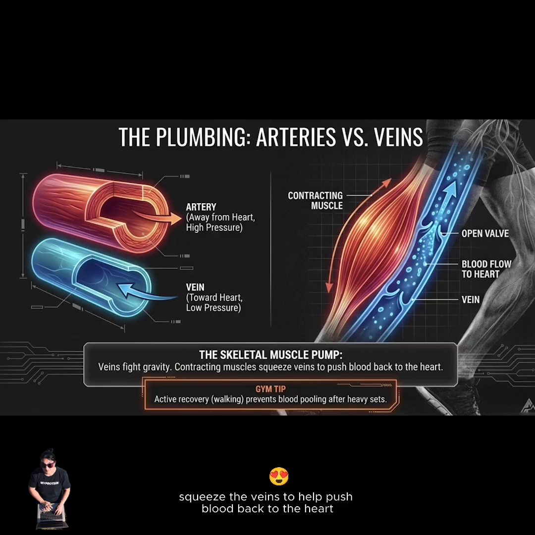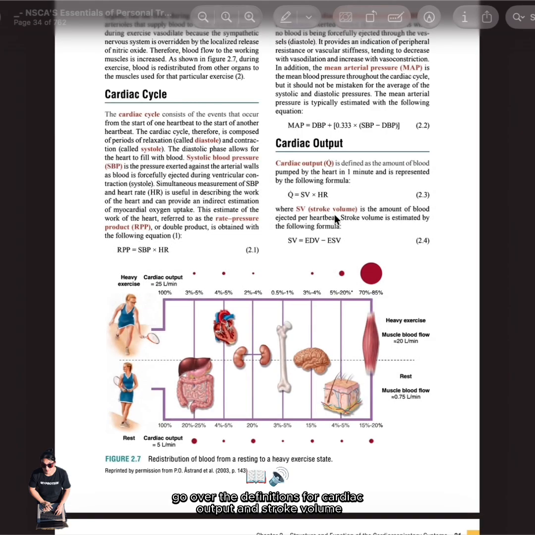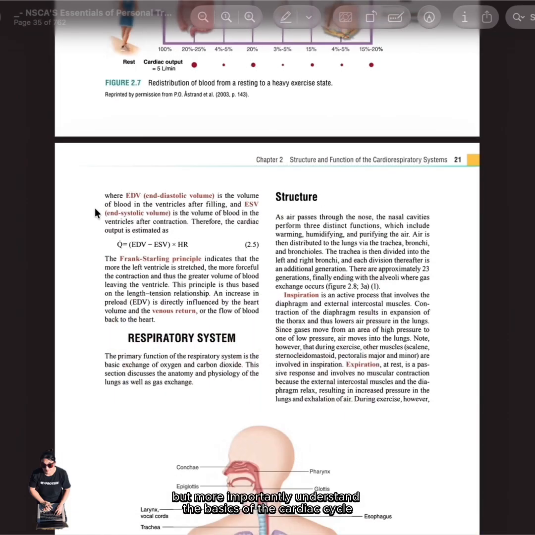Go over the definitions for cardiac output and stroke volume, but more importantly, understand the basics of the cardiac cycle. The heart has autonomic control. The parasympathetic nervous system keeps the heart rate low and at rest. The sympathetic system increases it during exercise. Know systolic blood pressure is the pressure during contraction, and diastolic is the pressure during relaxation. Systolic is the top number if you're talking about 120/80, and diastolic is the bottom.